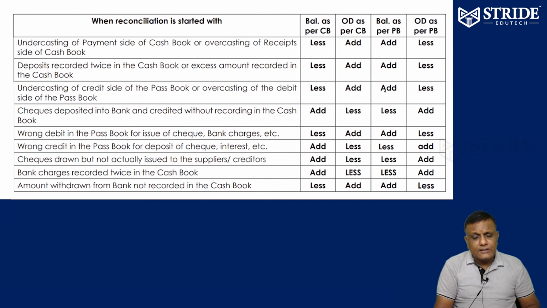Those items are to be subtracted. The passbook shows a lower balance, therefore those items are to be subtracted. In the reverse case, it should be added.